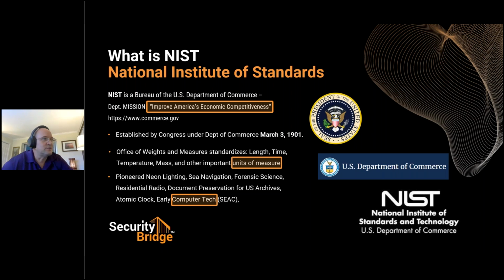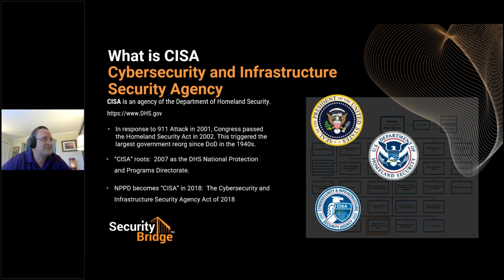And then the question is, well, what is CISA? CISA is the Cybersecurity and Infrastructure Security Agency. It is part of the Department of Homeland Security. And on the right, what you might see is a massive org chart, and that's sort of by design. After the 9/11 attack in 2001, 100 years after NIST was created, Congress passed the Homeland Security Act and triggered this massive reorg. So you see this organizational structure.